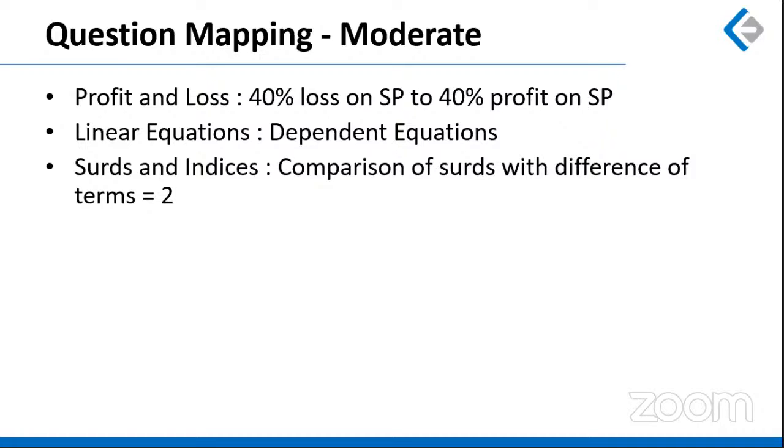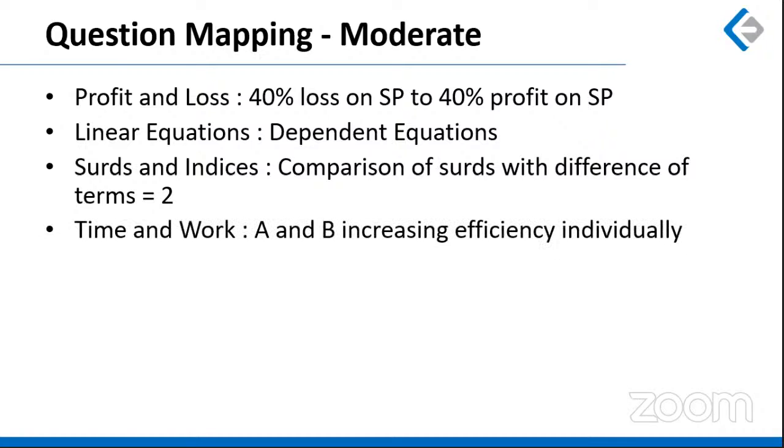Even by trial and error, you will be able to figure out that if you take root 3 minus root 1 and root 4 minus root 2, both having a difference of 2, you can figure out which one is higher. And on the same lines, you can develop some thinking.